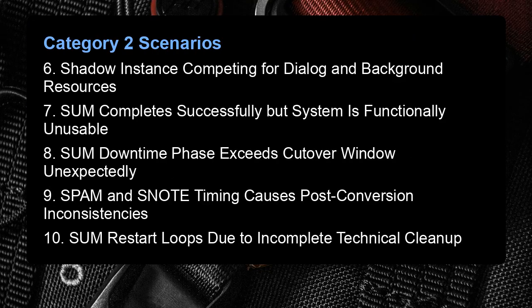Category 2 scenarios. 6. Shadow instance competing for dialog and background resources. 7. SUM completes successfully but system is functionally unusable. 8. SUM downtime phase exceeds cutover window unexpectedly. 9. SPAM and SNOTE timing causes post-conversion inconsistencies. 10. SUM restart loops due to incomplete technical cleanup.